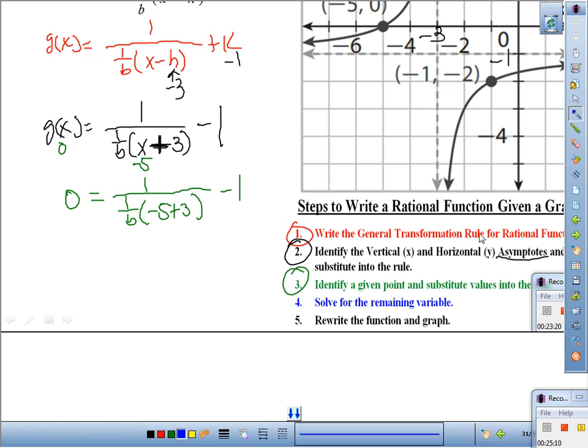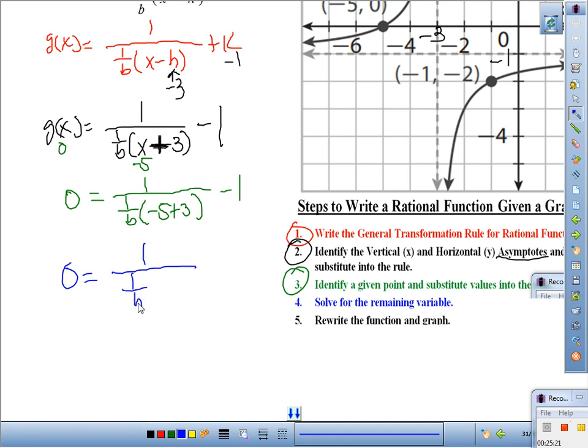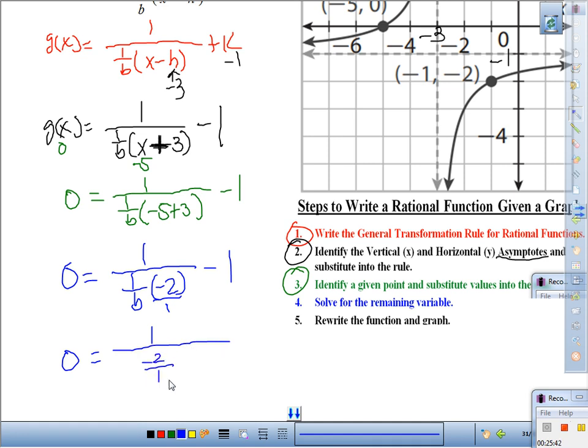What is step 4? Solve for the remainder. Here we go. So 0 equals 1 over b times negative 2, minus 1. Are we there so far? So negative 2 times 1 over b is the same as negative 2 over 1 times 1 over b. Do you agree with that? So this could be rewritten like this. 1 over negative 2 over b, and then minus 1. Are we there so far?